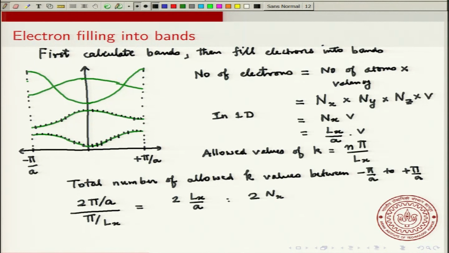Okay, I am just showing some of the states here. Now, if you want to start filling electrons, you have to fill N x v electrons. Depending on your value of v, you will start filling from the lowest state. You start filling electrons starting from the lowest state.